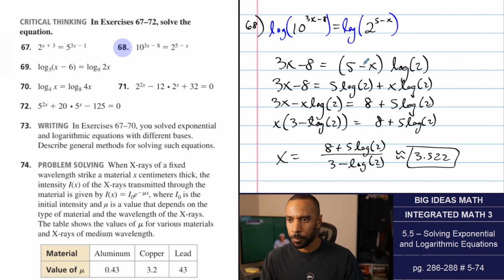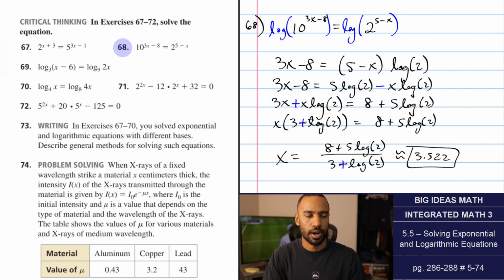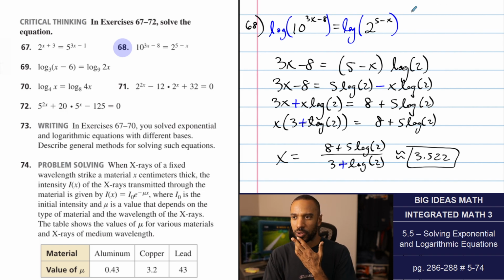So this one here, this was a minus, and this should still be a minus here, which means now this becomes a plus here. So that's my bad. Plus, plus, plus. So let's try that one again. So this would become plus there, and there we go. The number looks smaller now.